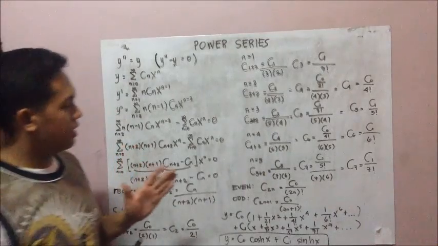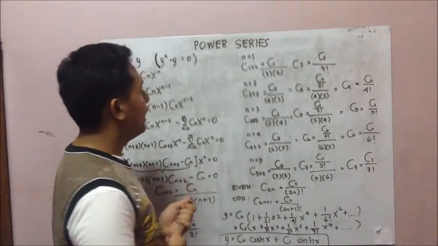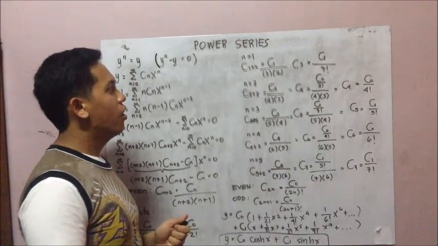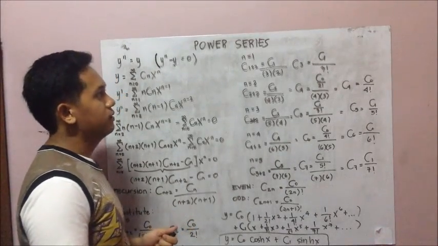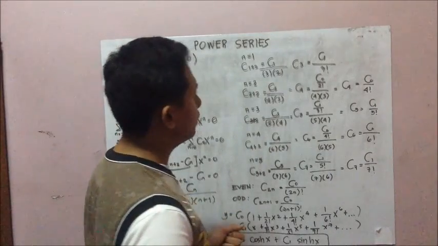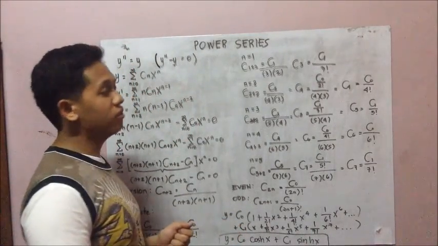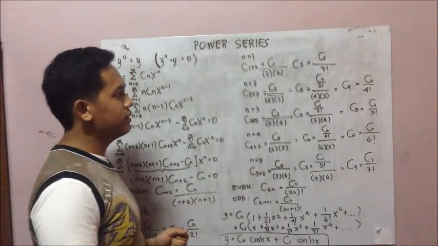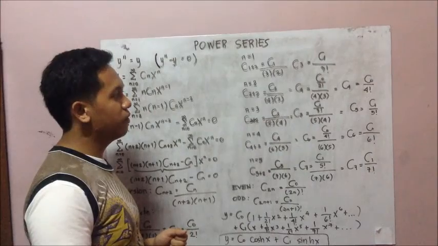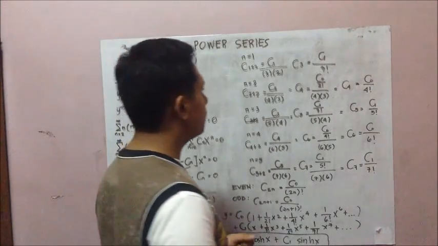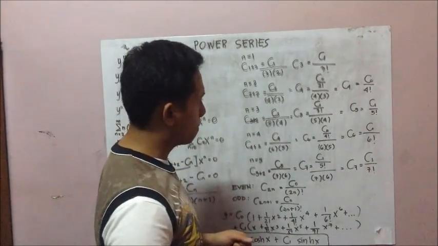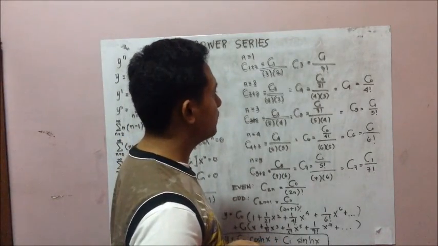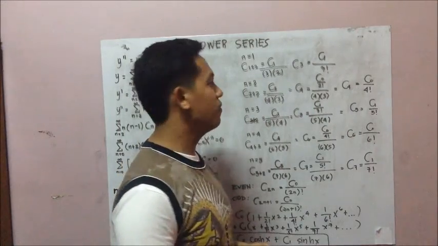Proceeding, so n is equal to 1, c_(1 plus 2) is equal to c_1 all over 3 times 2. So c_3 is also equal to c_1 over 3 factorial. For n is equal to 2, c_(2 plus 2) is equal to c_2 all over 4 times 3, so c_4 is equal to c_0 over 2 factorial all over 4 times 3, which is equal to c_0 over 4 factorial.